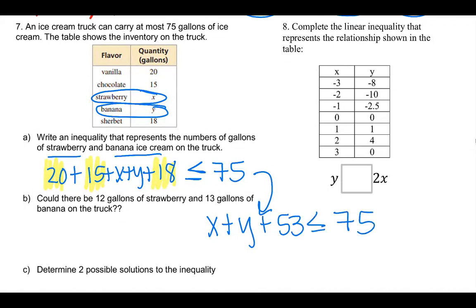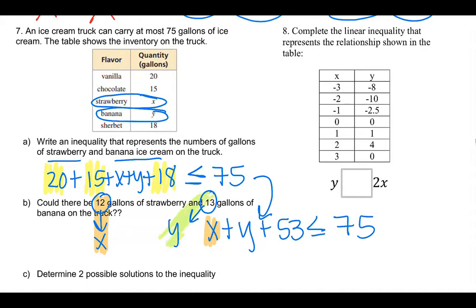And it asked me, could there be 12 gallons of strawberry and 13 gallons of banana? So strawberry is my x, and banana is my y. So we're going to plug in what we know. Everywhere I see an x, I'm putting in 12, and everywhere I see a y, I'm putting in 13.